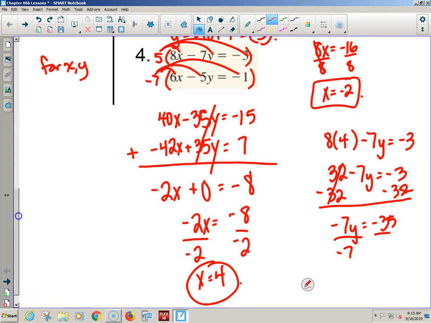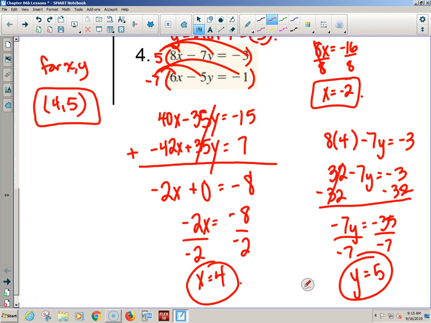I have to divide by a -7. Most of you didn't try this problem, so I'm kind of just going quick. But your final answer would be 4 and 5. But actually, I think number 4 was probably the hardest out of all the ones up here.